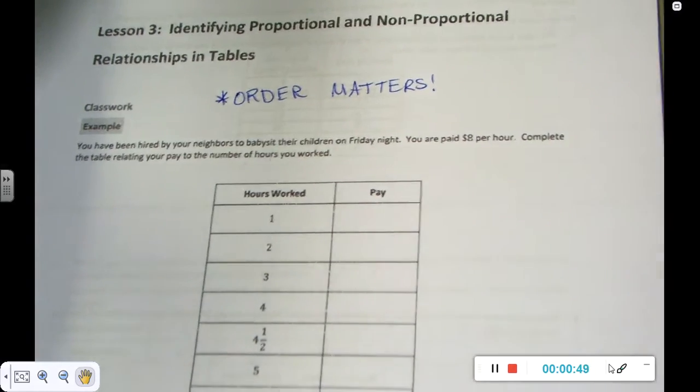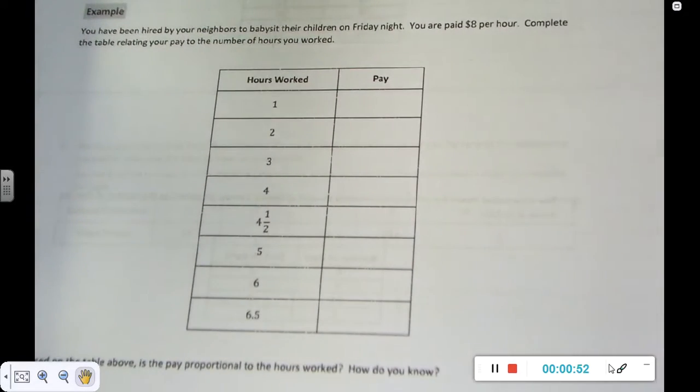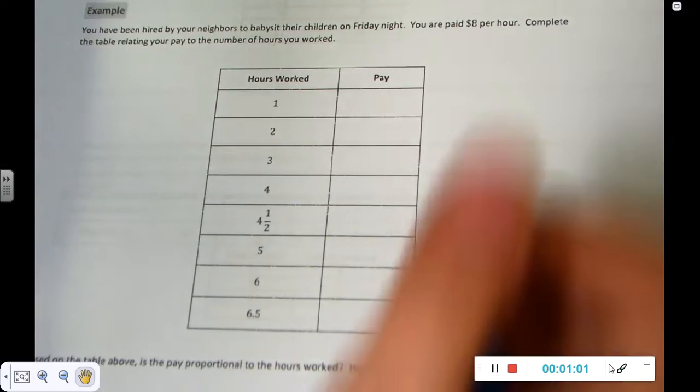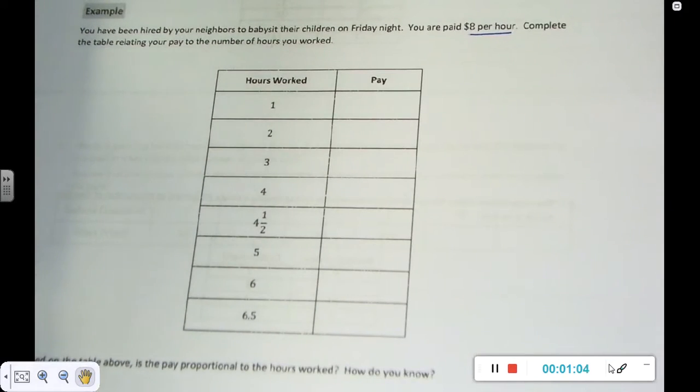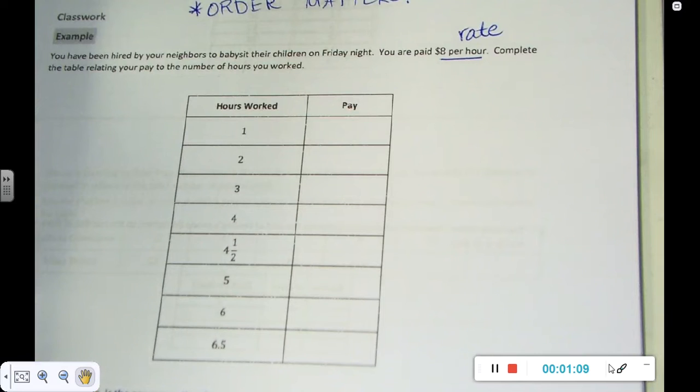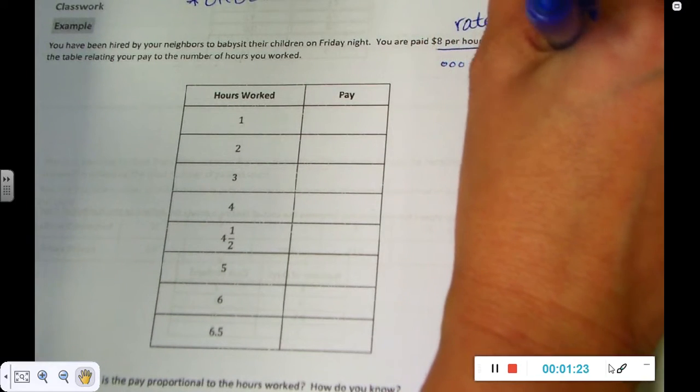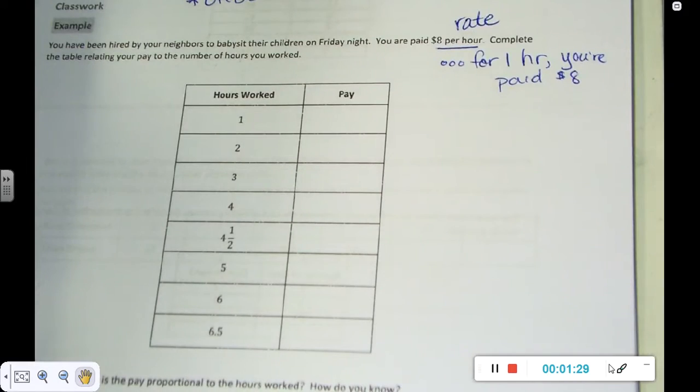Now, if we look at this first example here, this is on page 8, the start of lesson 3. Congrats, you were hired by your neighbors to babysit for their kids on Friday night. You were paid $8 per hour. And if you remember from lesson 1, when we talk about per hour, we talk about a rate. And that tells us that for every 1 hour you work, you are paid $8. We're going to use that to fill out the rest of the table. For 1 hour, you are paid $8. That's going to come in handy.